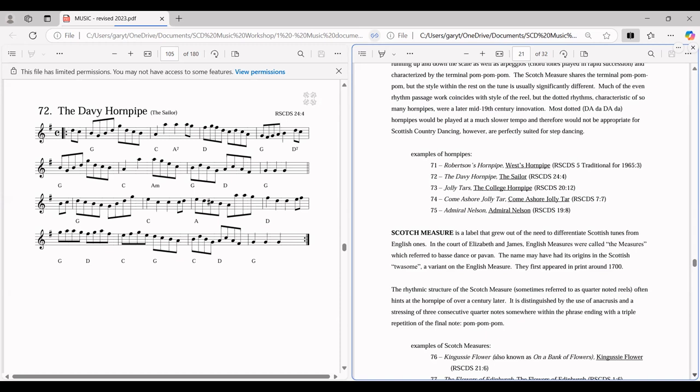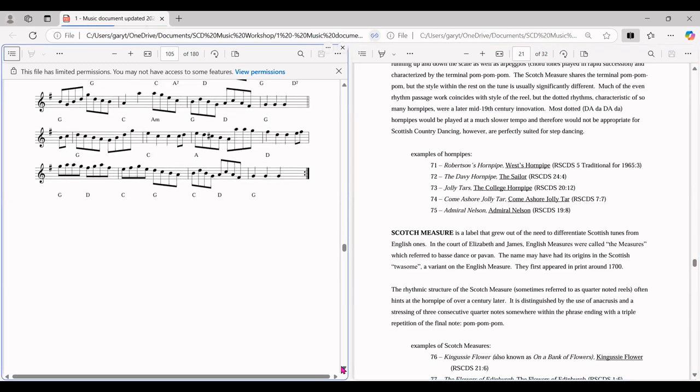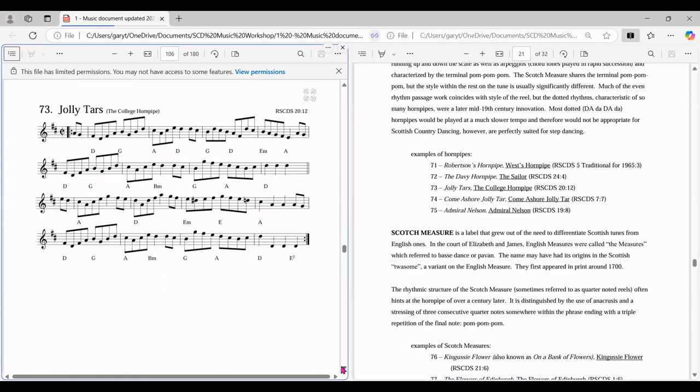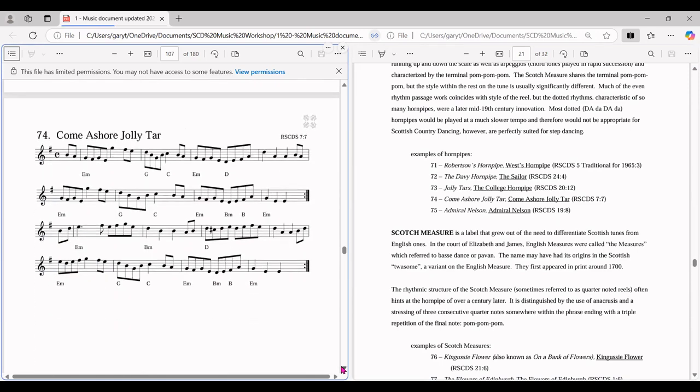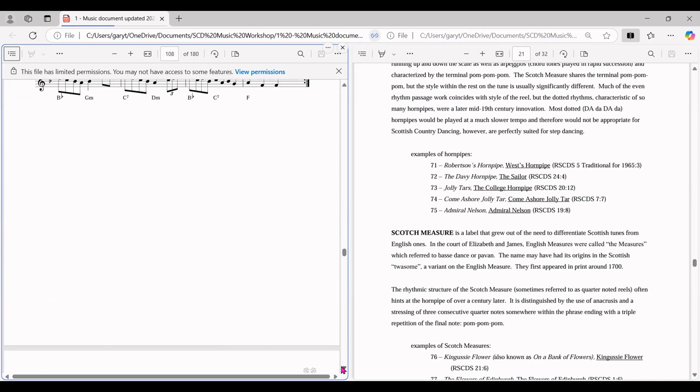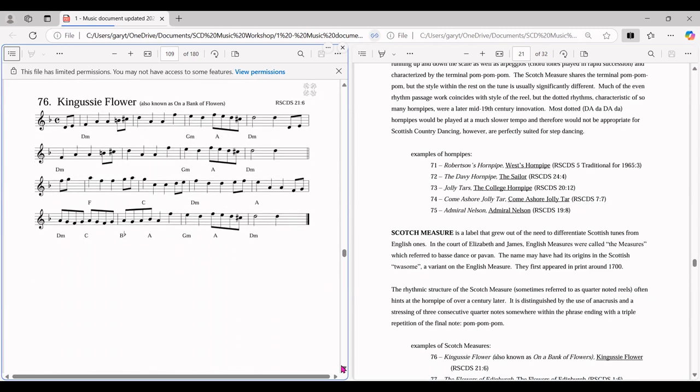You could imagine shuffling and folding your arms and capering away to that music, which will feel very different than number 76, which is a Scotch measure, which has a lot of similar characteristics in terms of the yum pum pums, but no nautical feel. Just the first 8 bars of 76, please.